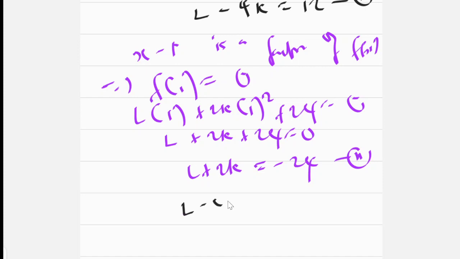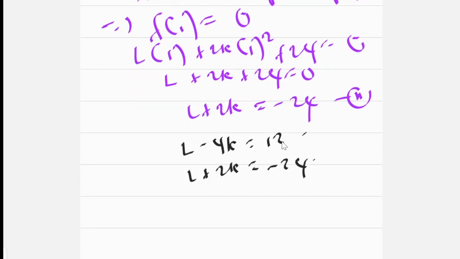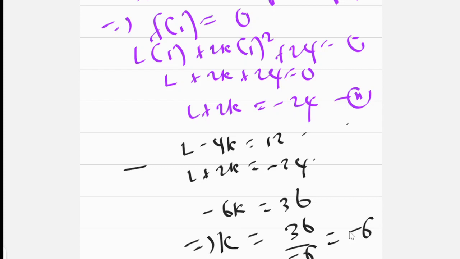I have L minus 4k is equal to 12, and L plus 2k is equal to minus 24. So I can find the value of my k here. Let's say I subtract the two equations. L minus L is 0, minus 4k minus 2k will give me minus 6k, equals 12 minus minus 24. Minus times minus is plus, that will give me 36. You understand now? So k equals 36 divided by minus 6, which is equal to minus 6.